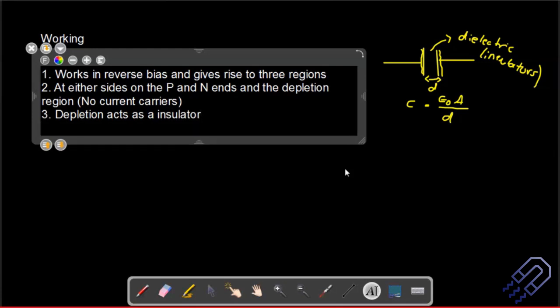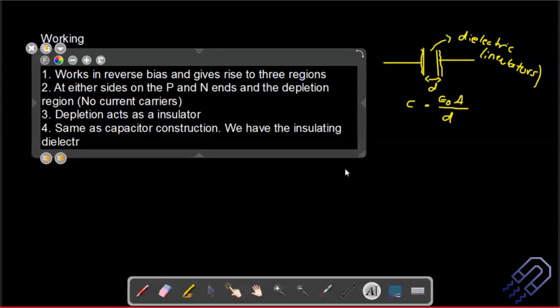And number 4 might be we can talk about the plates. Same as capacitor construction. Let me write down same as capacitor construction. And then it has conductive plates separated by the insulating dielectric. So we have the insulating dielectric separating the plates.